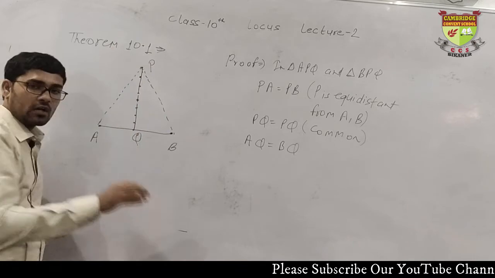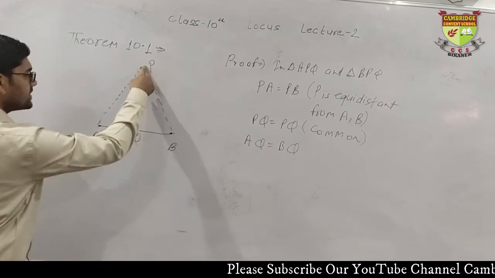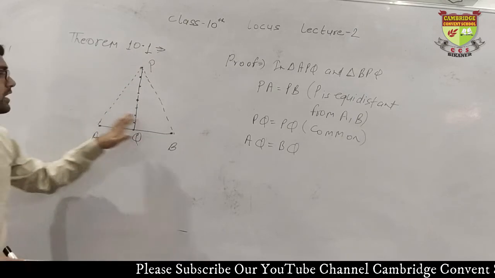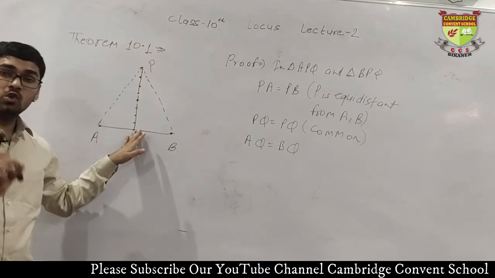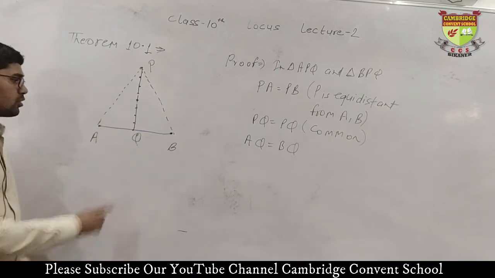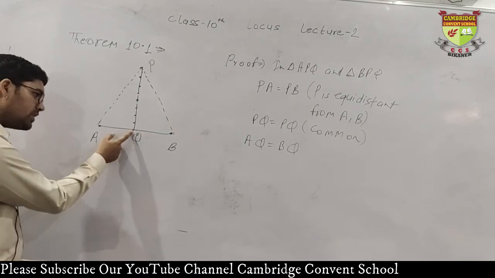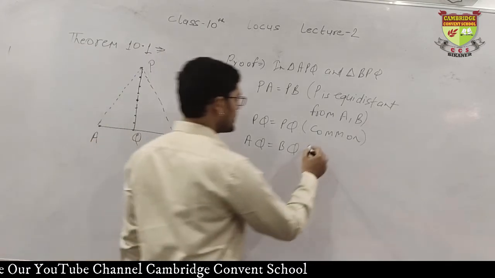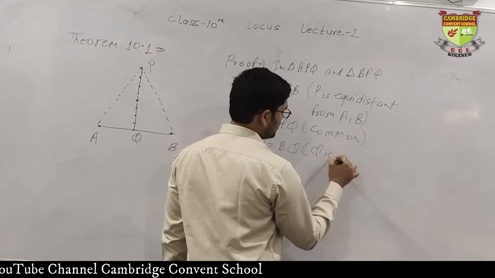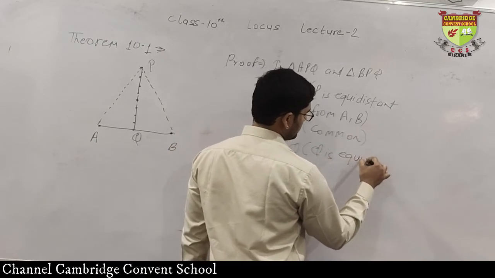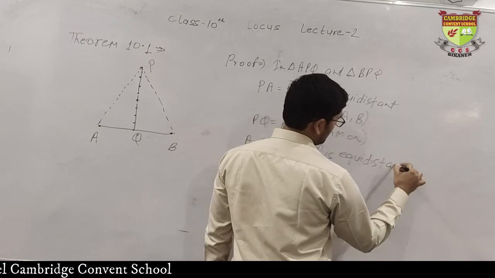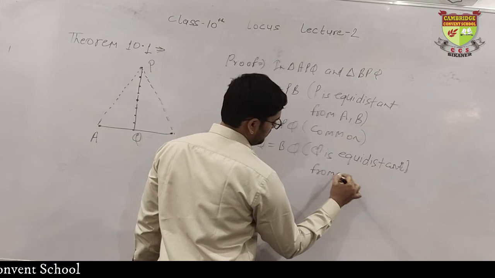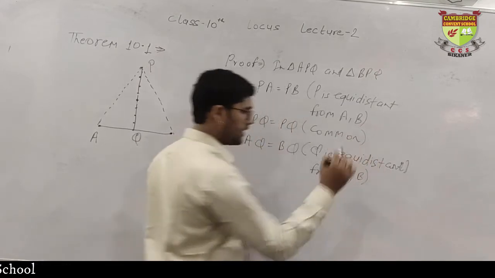P and Q are on the same line, right? P is here, Q is here. So if P is at equal distance from A and B, the same thing goes for Q, because Q is also on the same line. So Q is also at the same distance from A and B as well. Fine. So what will we write? Q is equidistant from A, comma, B.